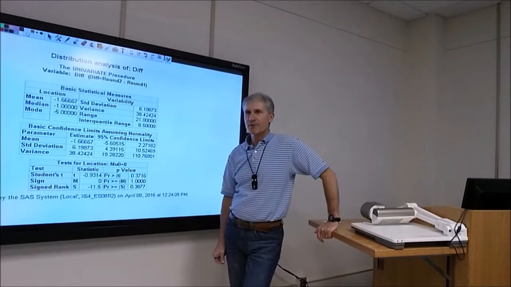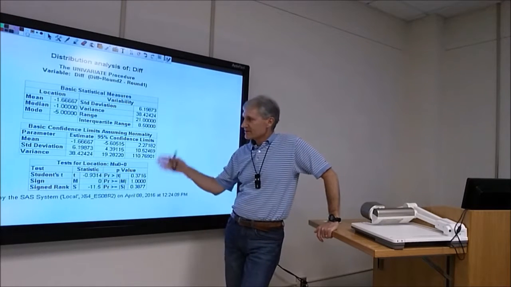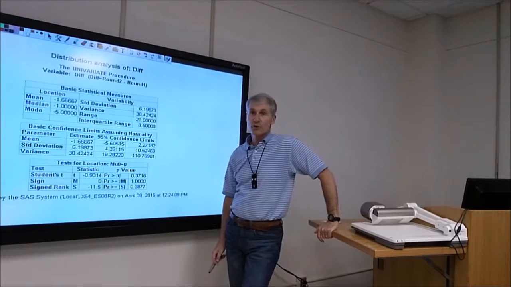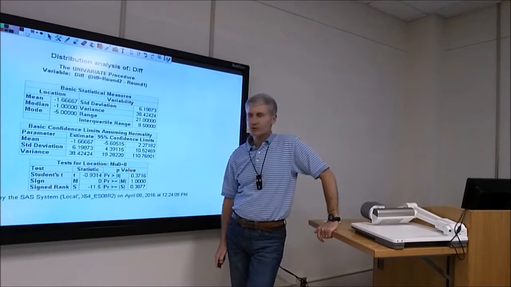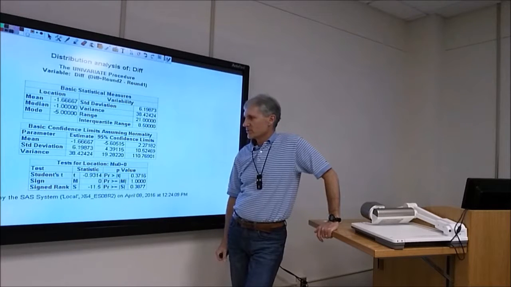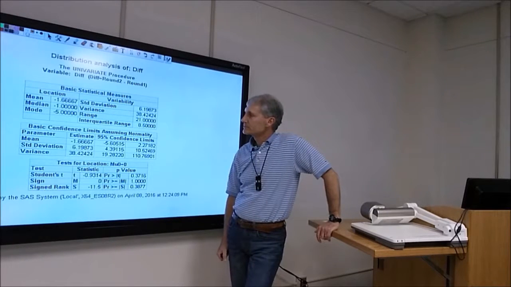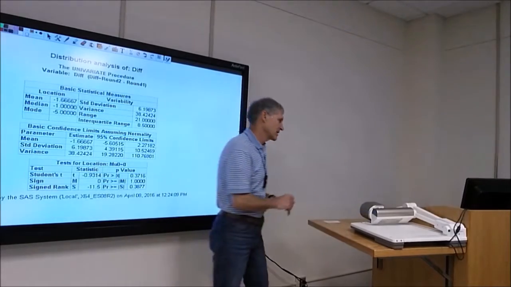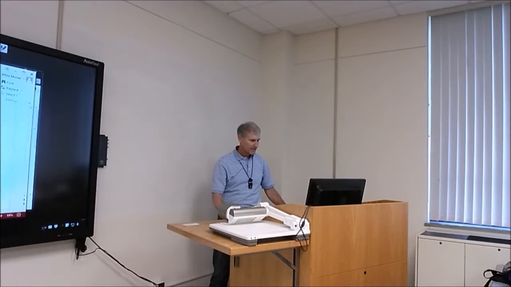So in everyday language, we don't have enough evidence from this sample to say that the scores change from round 1 to round 2. The scores seem to be within random fluctuation of what you would expect if there's no difference. Okay? So now let me go over to SAS and show how this is run. And before I do, notice the title up here, the second line, the univariate procedure. And the distribution analysis of the variable name is diff. Okay? So let me go to SAS now.